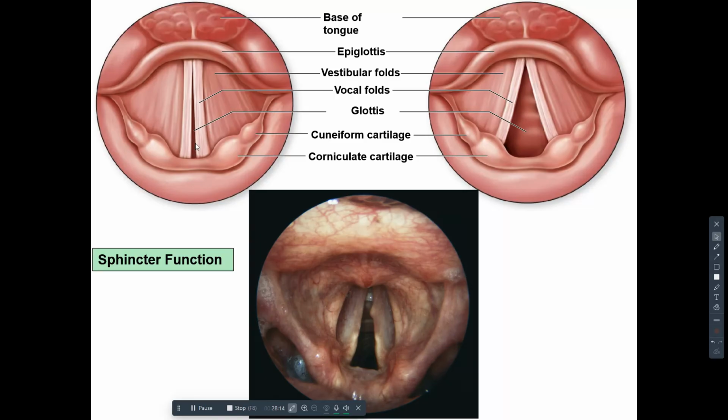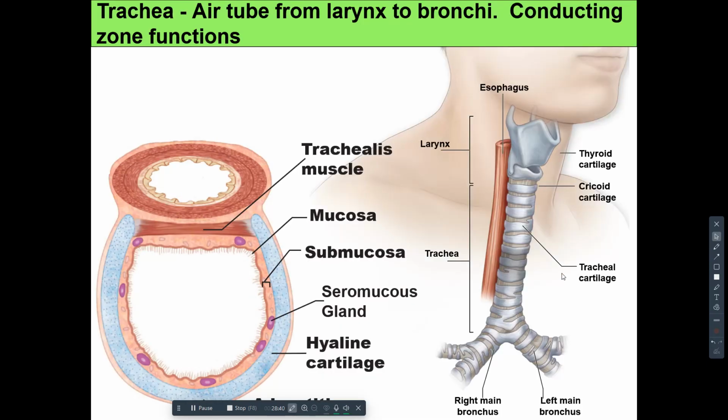We can also close the glottis and have a sphincter function to increase our thoracic pressure if we are trying to lift something heavy or if we are straining because we're having difficulty pooping. We can close that glottis, and there's a sphincter function here which lets me increase and build up and maintain high thoracic pressure. All right, with that, we're done with the larynx. Flying through some respiratory organs today.